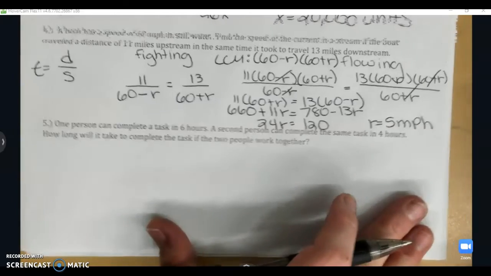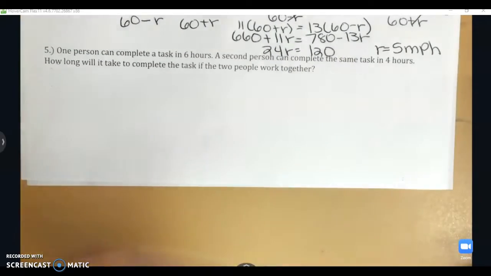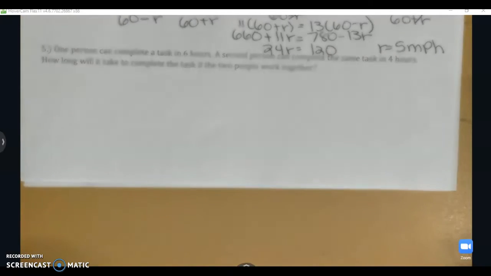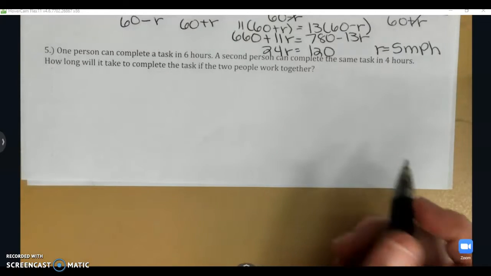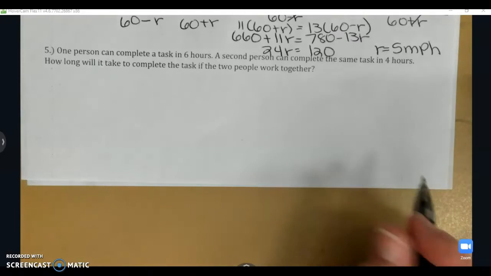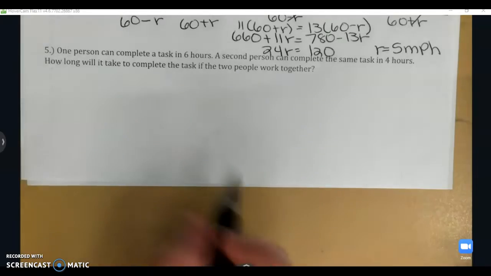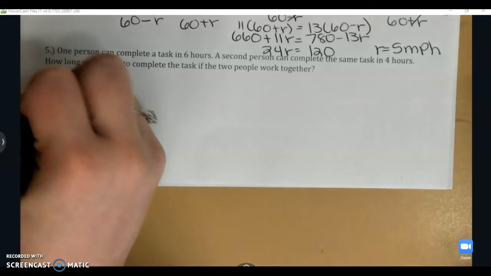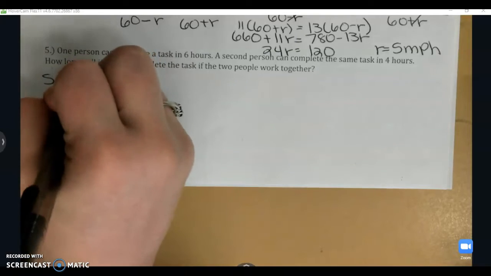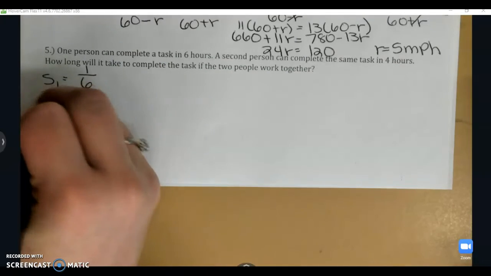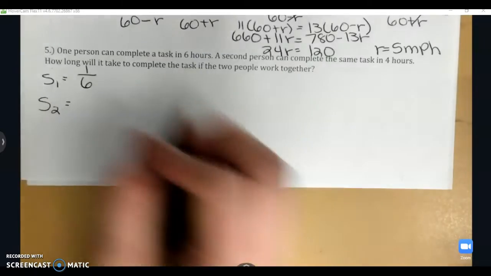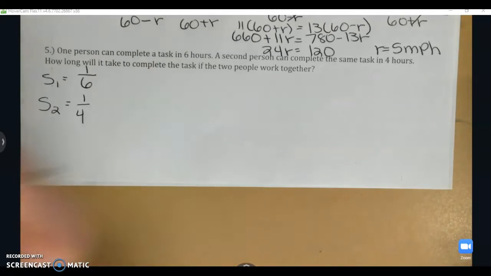All right, number 5. One person can complete a task in 6 hours. A second person can complete the same task in 4 hours. How long will it take them to complete the task if they're working together? So I've got 2 people. The speed of my first person is 1 task every 6 hours, and the speed of my second person is equal to 1 task every 4 hours.